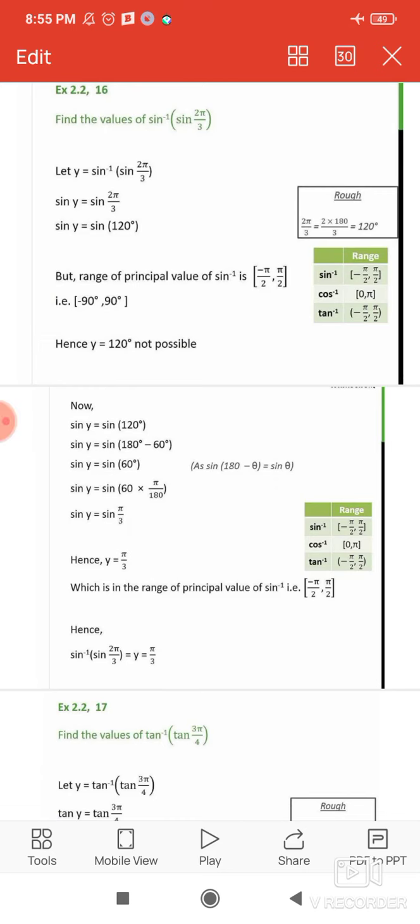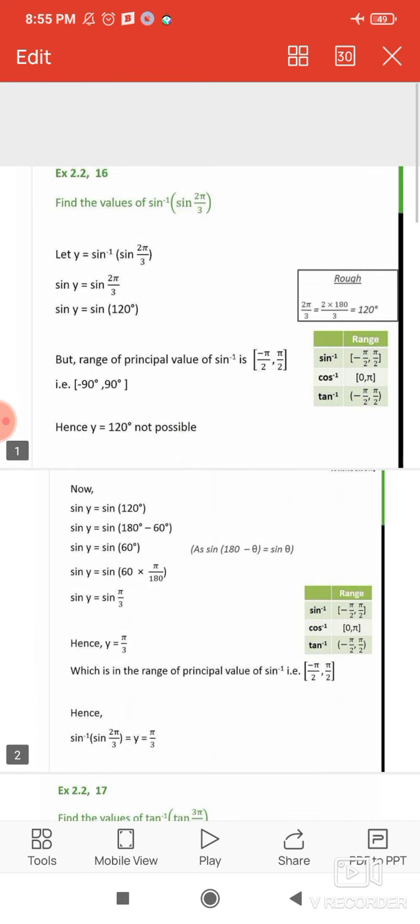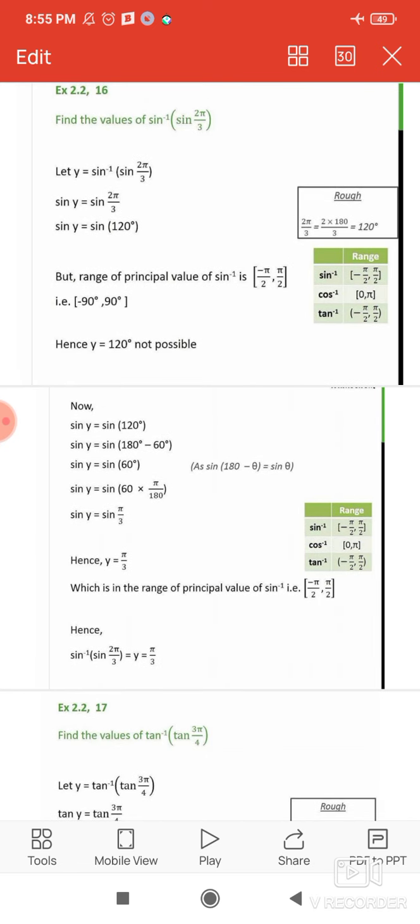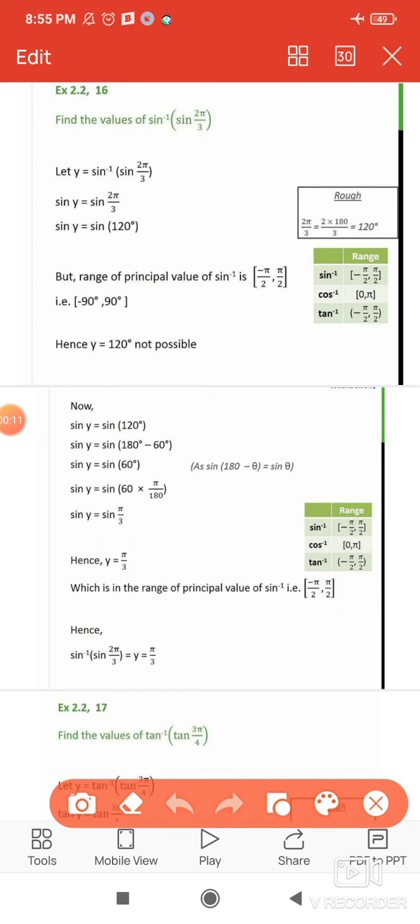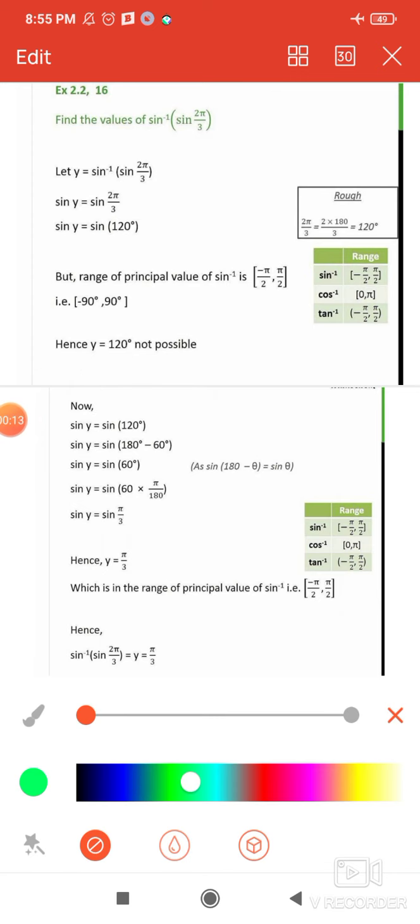Hello students, today we are going to discuss question number 16 to 21 of exercise 2.2, class 12th. Question number 16: they are saying find the value of sine inverse sine 2 pi by 3.